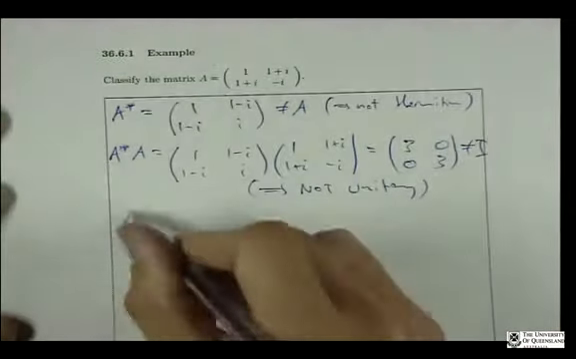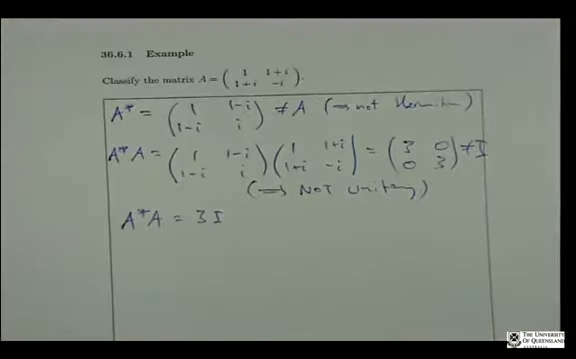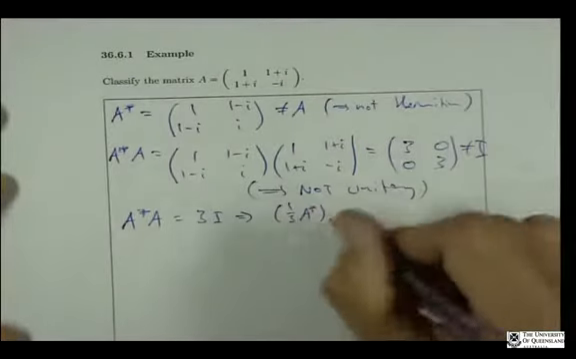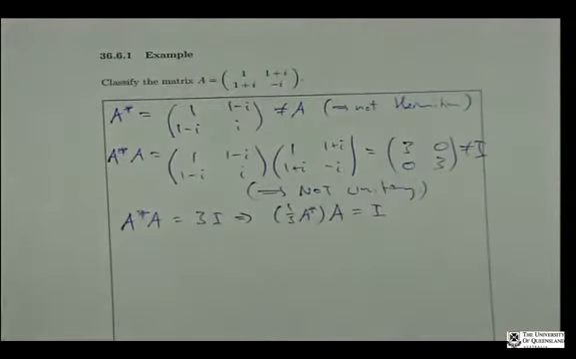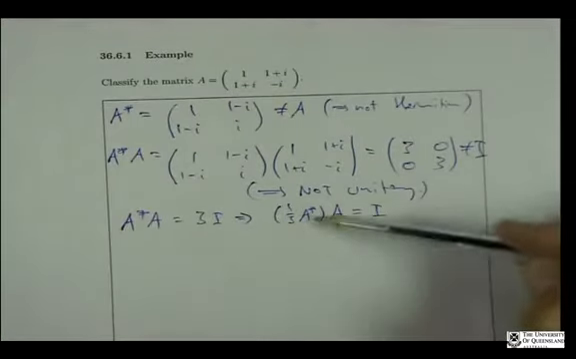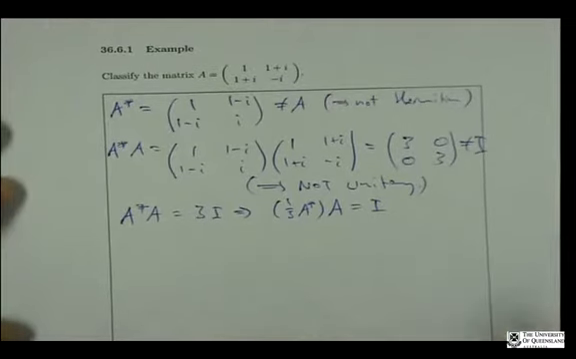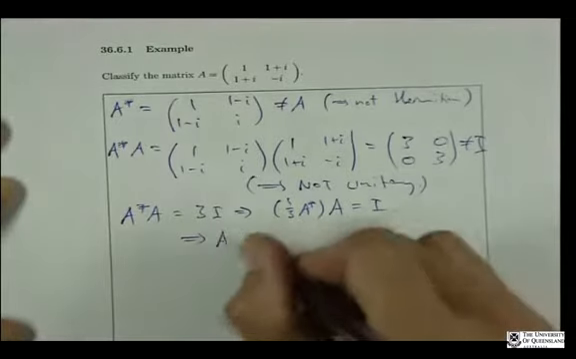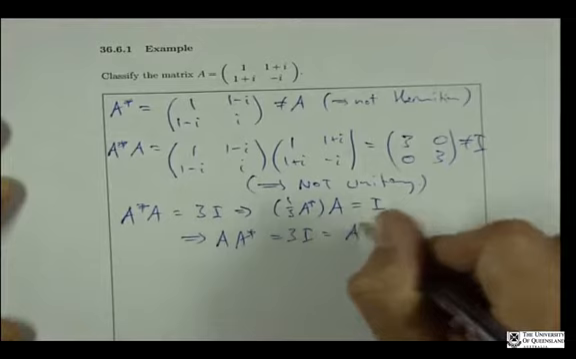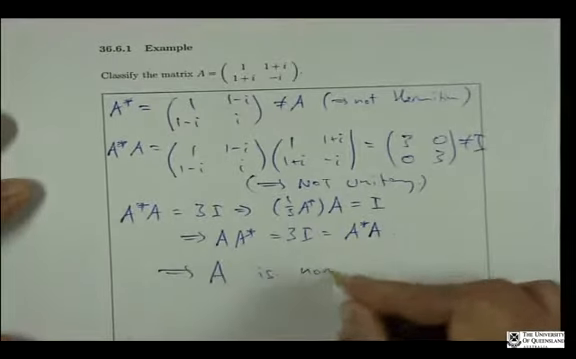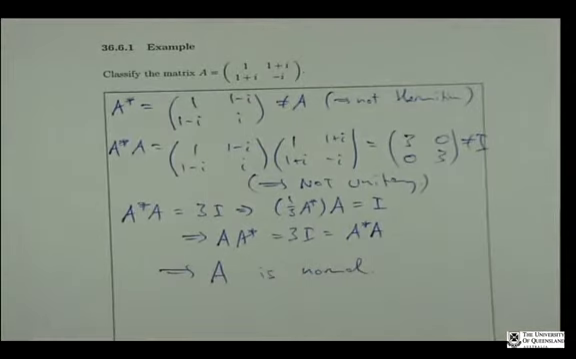But what we've found here is that A star times A is equal to 3 times the identity, which implies, if I divide this equation by 3, that 1/3 times A star times the matrix A is equal to the identity. So we've actually got the inverse of A. It's a scalar multiple of the conjugate transpose. So we're close, but it's not unitary. In this case, from that we can deduce that A times A star is 3I, which is also A star times A. So from that we can conclude that this matrix A is normal, just by checking that it commutes with its own conjugate transpose.